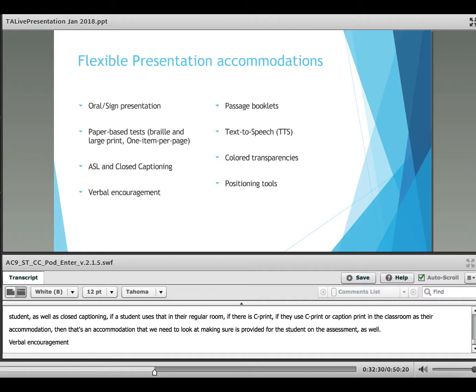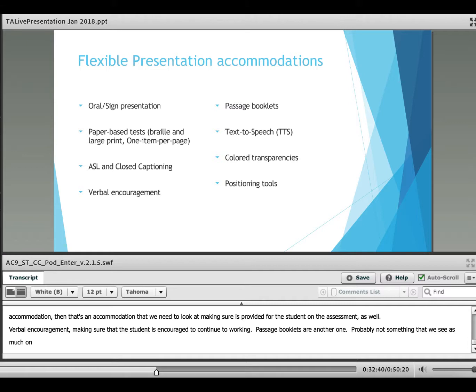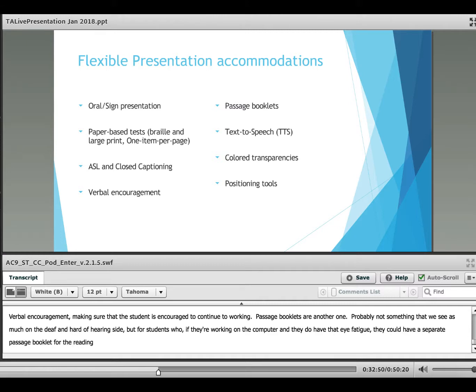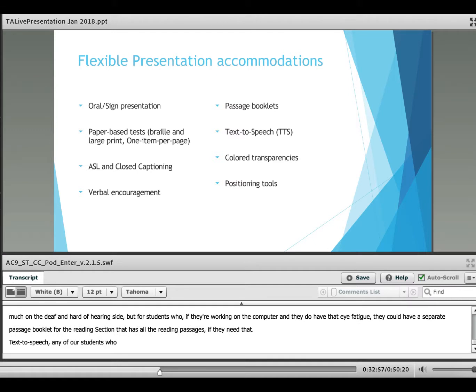Verbal encouragement, making sure that the student is encouraged to continue working. Passage booklets are another one, probably not something we see as much on the deaf and hard of hearing side, but for students working on the computer who have eye fatigue, they could have a separate passage booklet for the reading section that has all the reading passages. Text to speech: any of our students who have enough hearing to use that could have it as a mechanical reader versus a human reader.